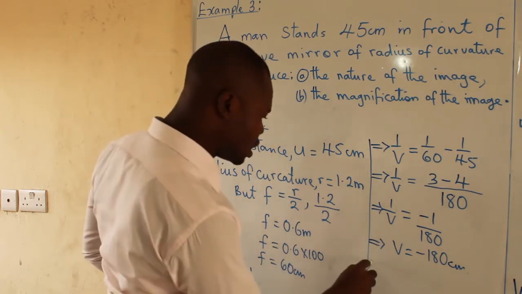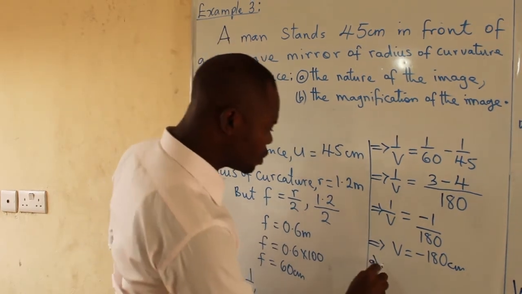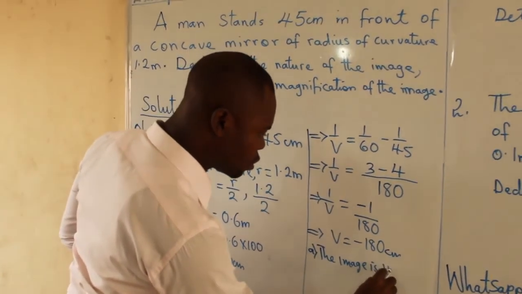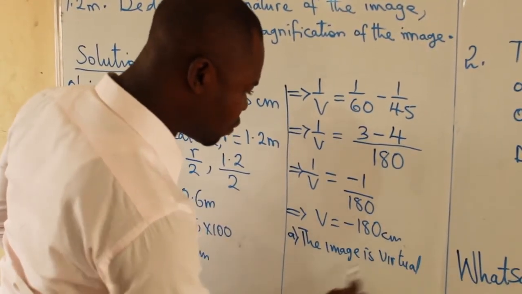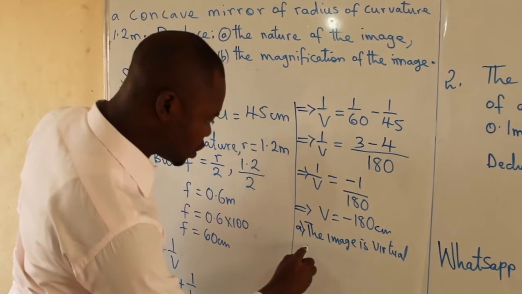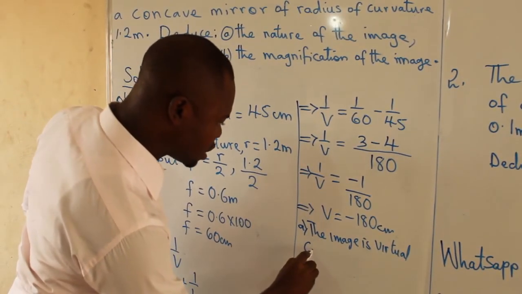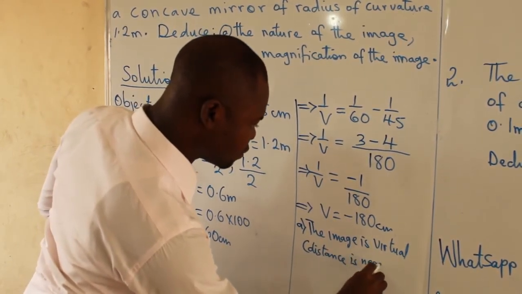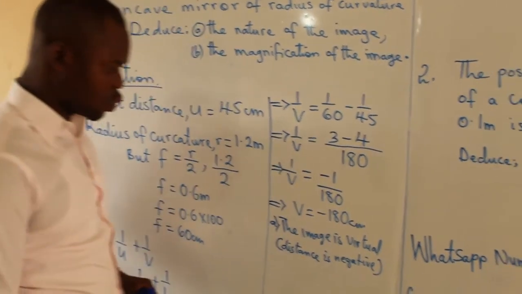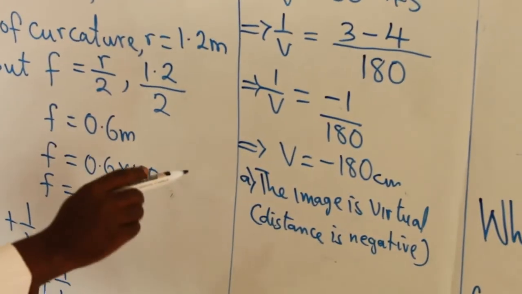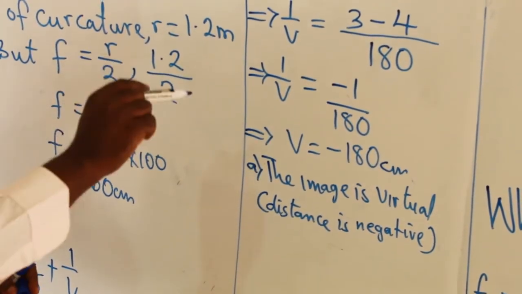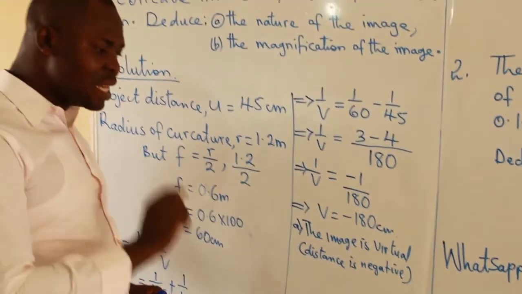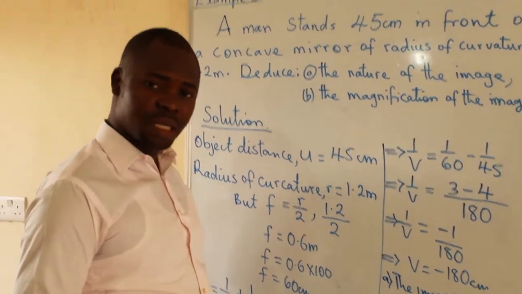So A, we can say that the image is virtual. Why? Because of the negative sign. So let's put it in bracket. Distance is negative. So the image is virtual. That is the nature. If you worked and then you got a positive answer, it means the image is real. But anytime you have a negative answer, it means the image is virtual.